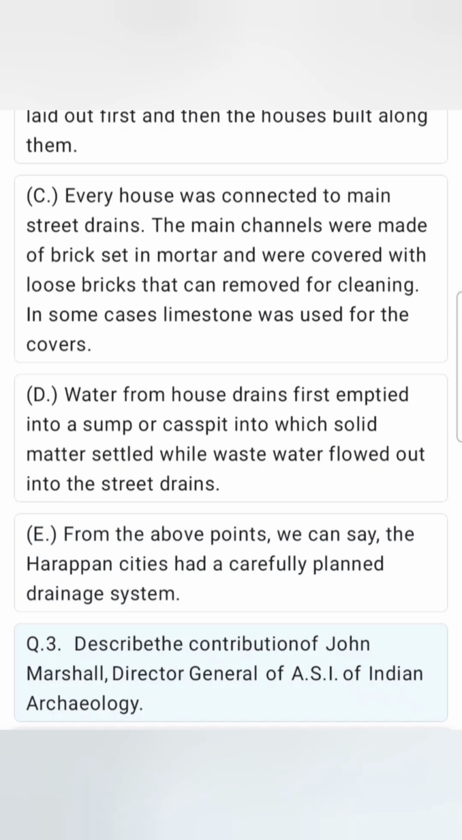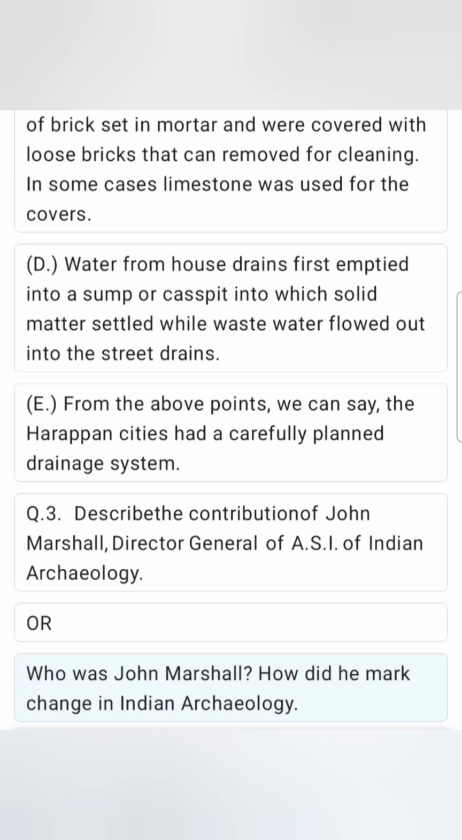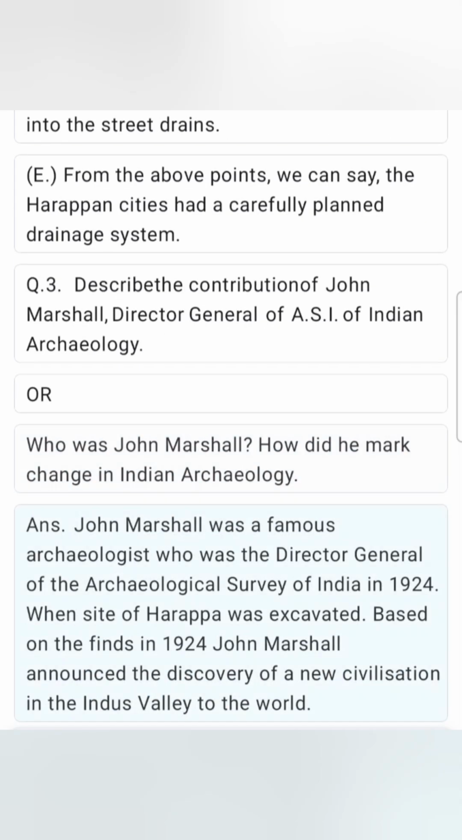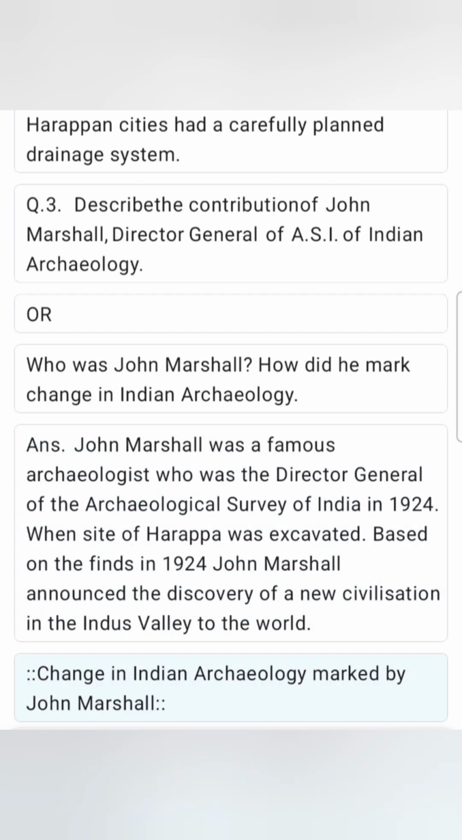Q. 3. Describe the contribution of John Marshall, Director General of ASI, to Indian archaeology. OR. Who was John Marshall? How did he mark a change in Indian archaeology? Ans. John Marshall was a famous archaeologist who was the Director General of the Archaeological Survey of India in 1924, when the site of Harappa was excavated. Based on the finds in 1924, John Marshall announced the discovery of a new civilization in the Indus Valley to the world.